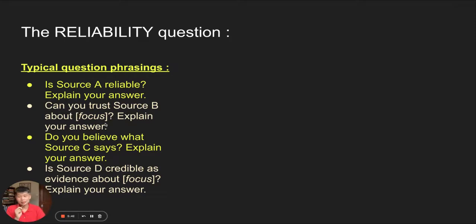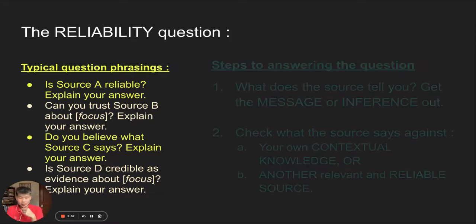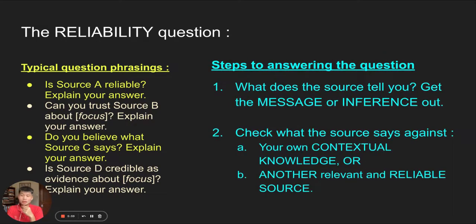And if a focus is given, can you trust source B? Is source D credible about the focus? Can you trust source B about the focus? Then you make an inference and explain the inference based on the question focus. In other words, the first step to answering a reliability question, you must figure out what the source is saying. Once you have stated what the source is saying, then you test it by doing a cross-reference. You check what it has said against your own knowledge or against another source.